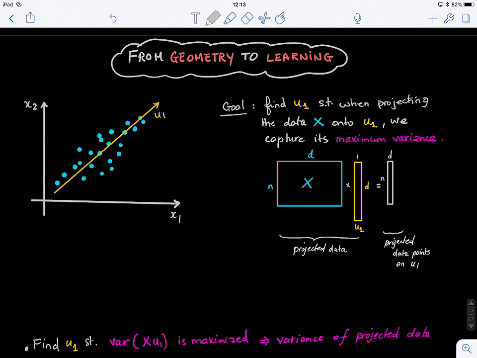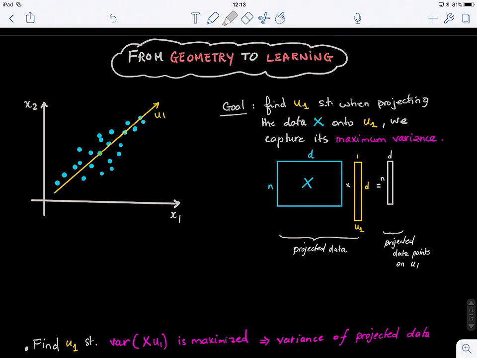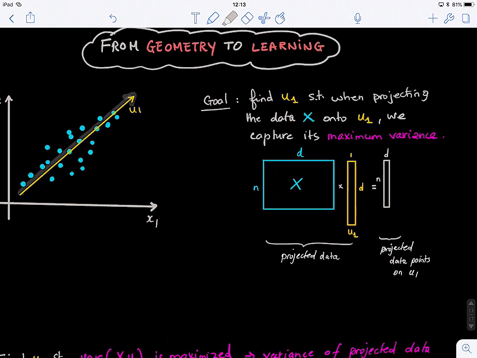So basically, this is the best part actually. Because we started from the concept of just capturing the variance of the data, we wanted to find this axis along which, if we project everything, we preserve the largest amount of information about the data. So the goal was to find a vector, u1, such that when projecting the data x onto u1, we capture its maximum variance. So this is the basic idea.